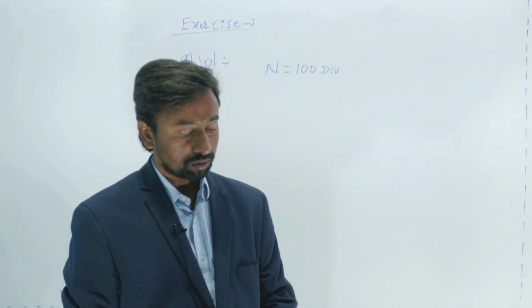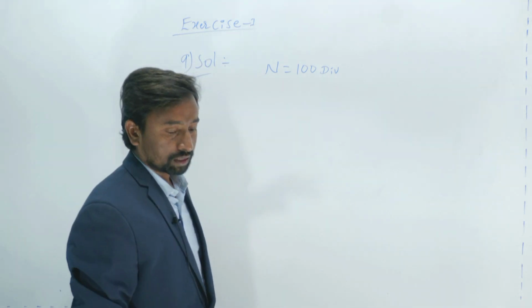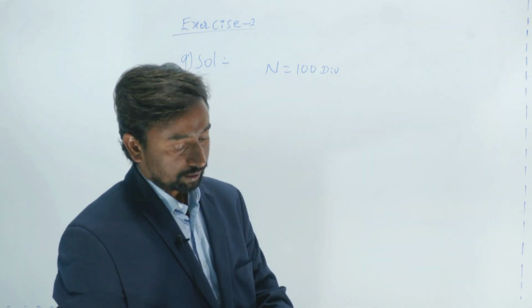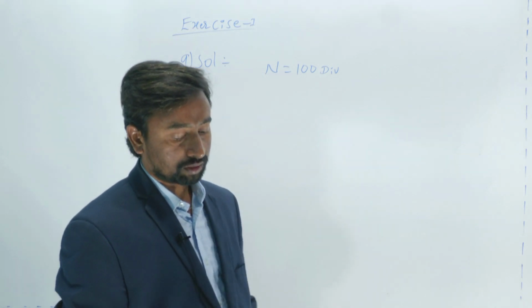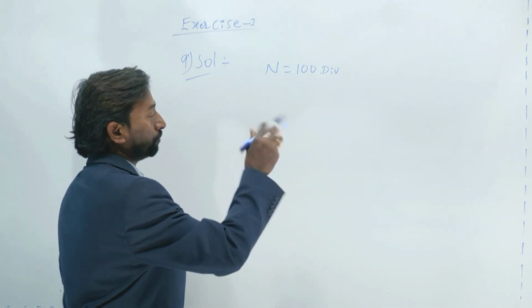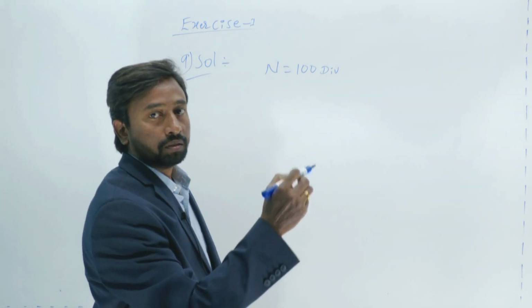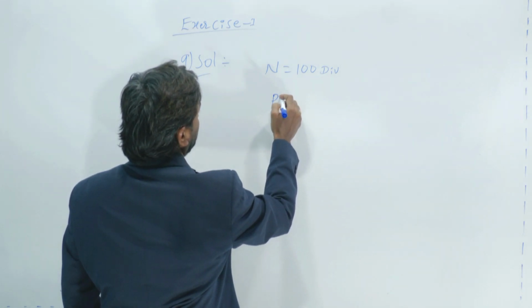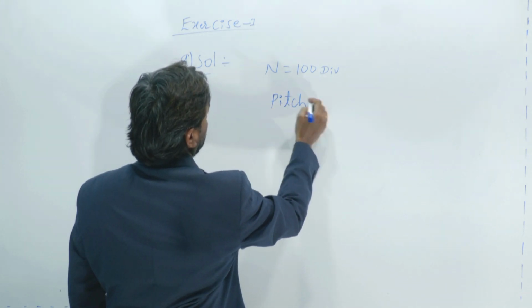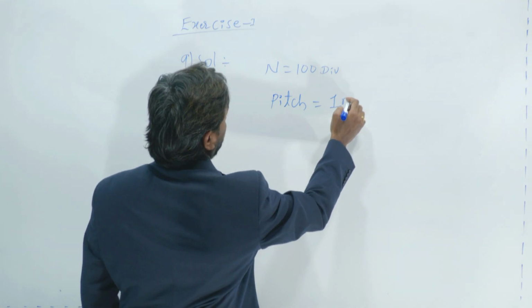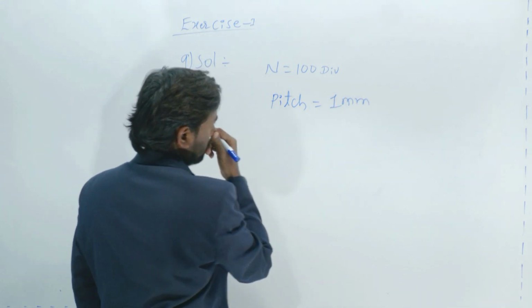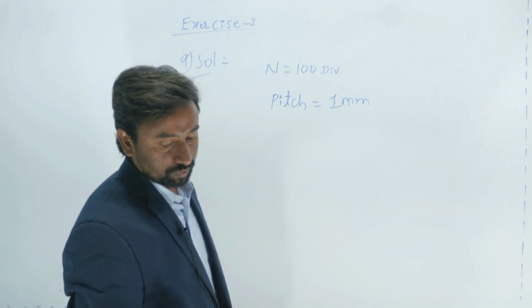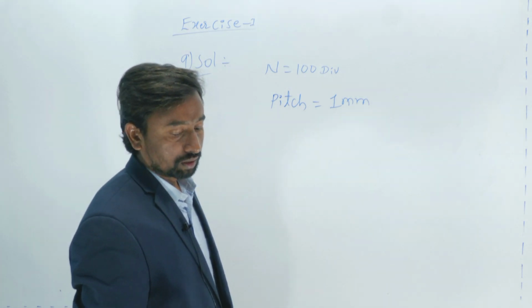On rotation of a full circular scale, the screw gauge advances a distance of 1 mm. On one full rotation, the circular scale advances 1 mm. Then here we can write the pitch is equal to 1 mm. They are asking the least count of the screw gauge.